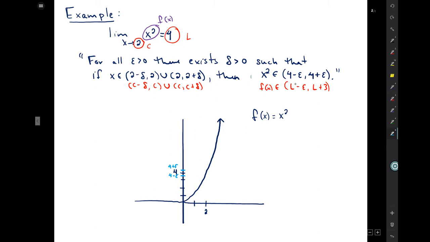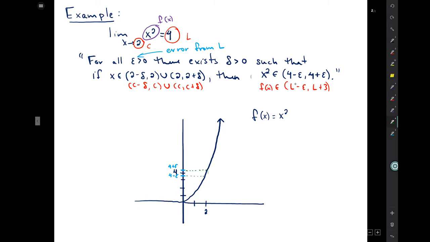The idea of this definition is, I say for all epsilon greater than 0, epsilon you can think of as sort of an error. It's really an error from the value of the limit, so it's an error from L. I know that my limit's equal to 4, so I take this little epsilon above and an epsilon below 4. When I do that, I look over at the graph, and this gets me about here, and this gets me about here.